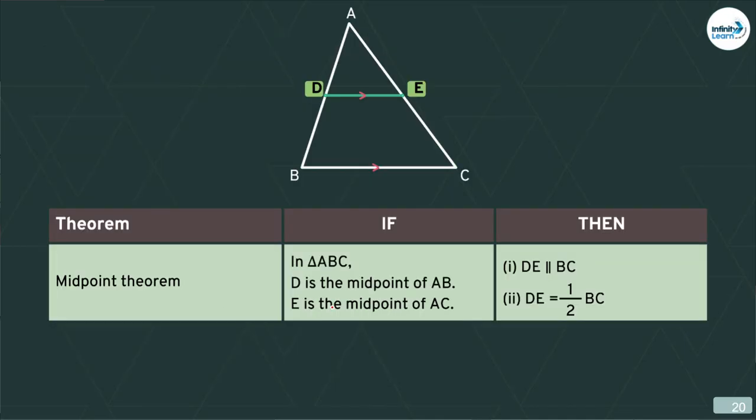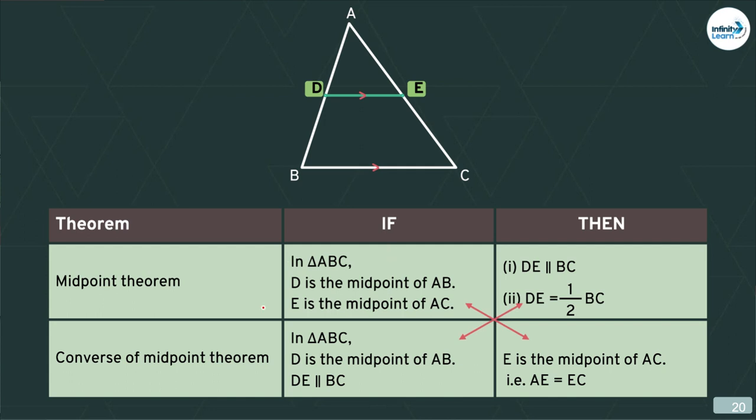Now, what is the midpoint theorem and what is the converse of midpoint theorem? A quick recap. D and E are the midpoints given. We have to prove DE is parallel to BC and DE is half of BC. Converse of midpoint theorem: D is the midpoint of AB given and DE is parallel to BC given. हमको क्या प्रूफ करना है? E is the midpoint of AC. Clear?